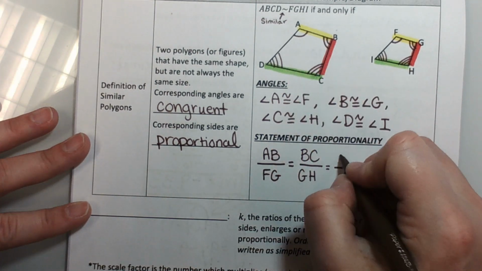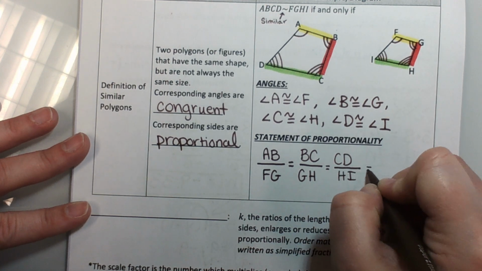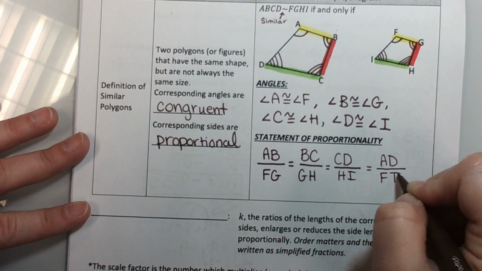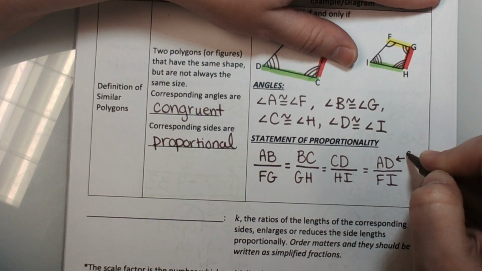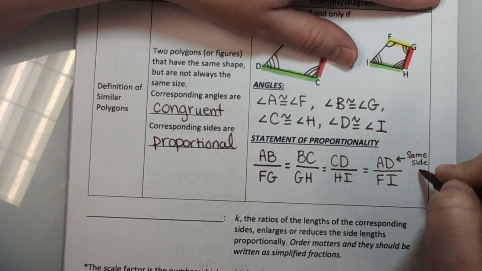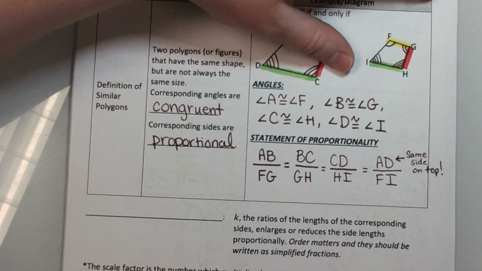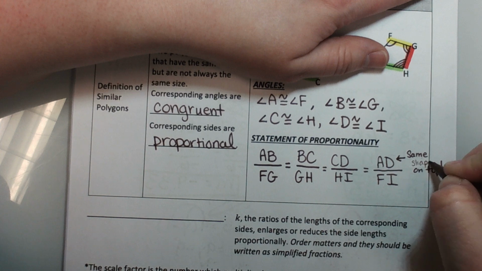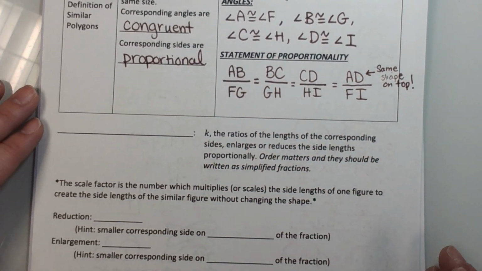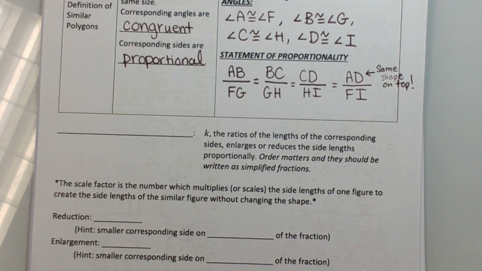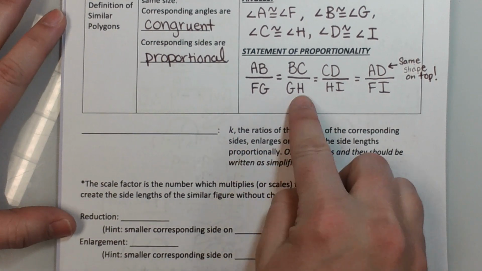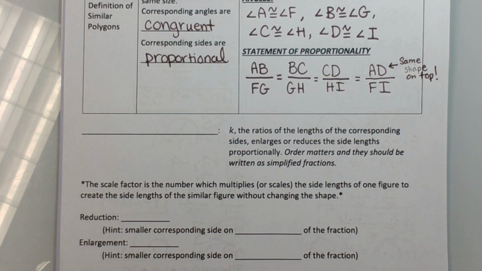Again, I have to put this shape on top, CD over HI, and the last corresponding side is AD over FI. Oops, I didn't mean to write side, I meant to write shape. A statement of proportionality makes a bunch of fractions with all of the corresponding sides, focusing on the same shape being on the top and the same shape technically is on the bottom. That gives us our statement of proportionality.